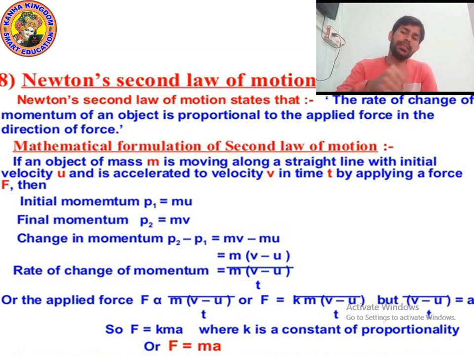I hope you understood. We also studied in the previous class about inertia and mass. What is inertia? Inertia is a property of the first law of motion. A body at rest remains at rest, or a body in motion continues to be in motion. This property of a body is called inertia.